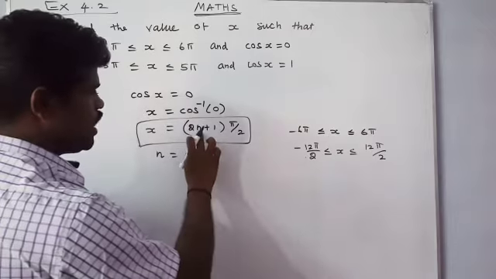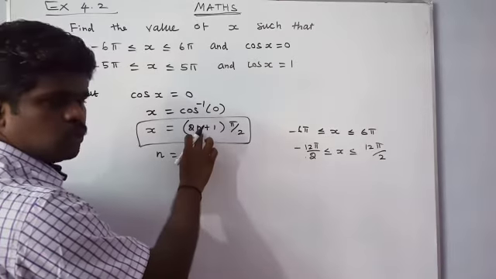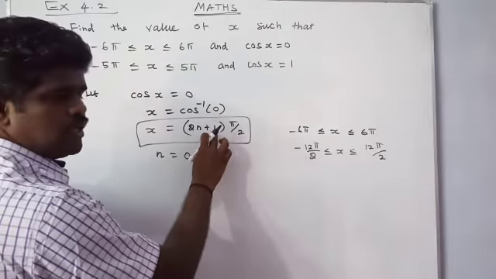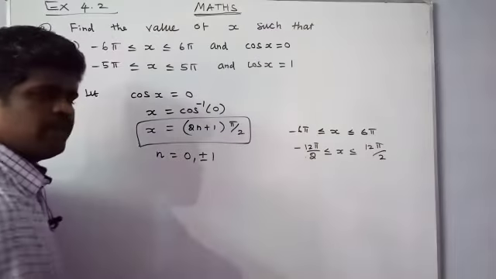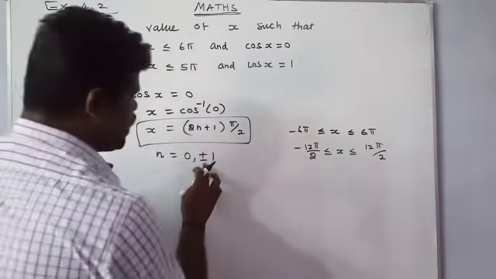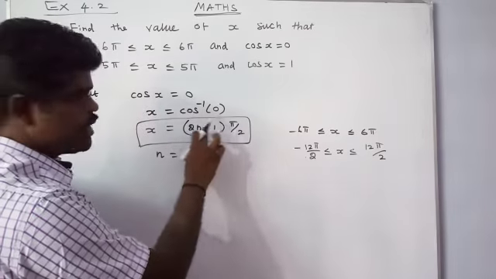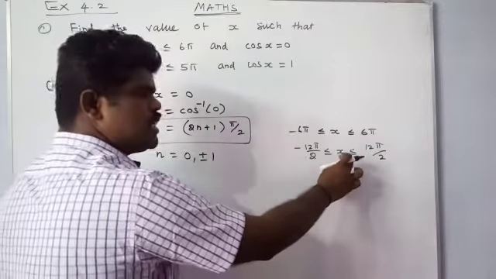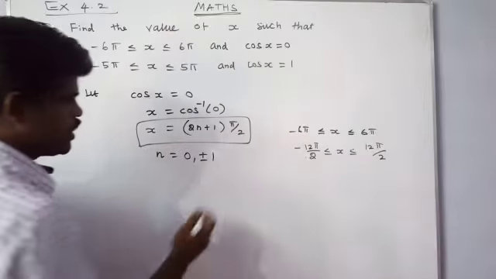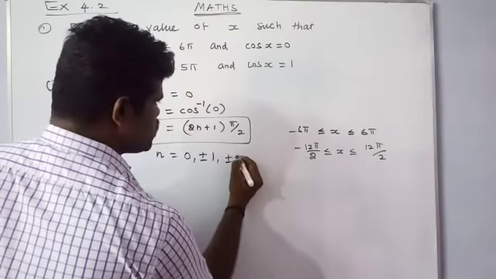Now plus or minus 1. If we give plus 1, the answer must be 2 into 1, 2, 2 plus 1, 3 pi by 2. 3 pi by 2 lies between this value. And minus 1 means minus 2 plus 1, minus pi by 2, which lies between this value. Comma, plus or minus 2.